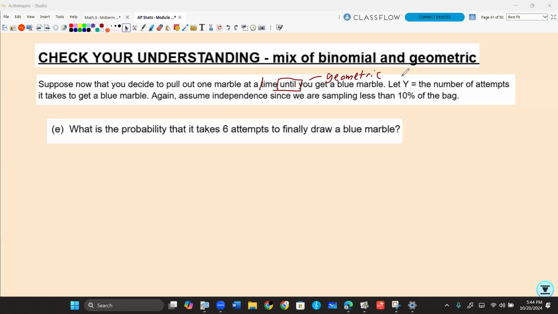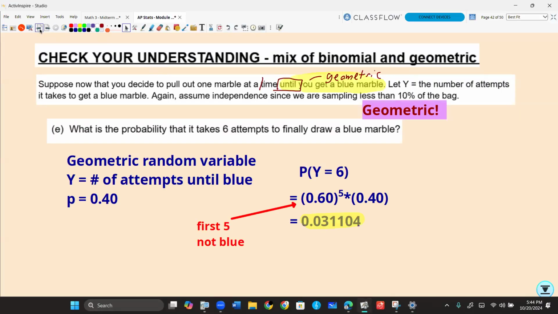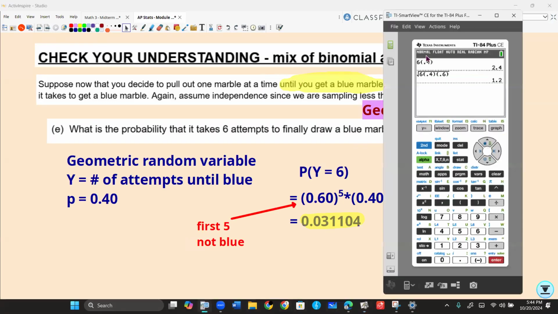So we want to know the probability that it takes 6 attempts to finally draw a blue marble. Well, let's do our geometric here. We'll go through and do the calculation on our calculator as well.